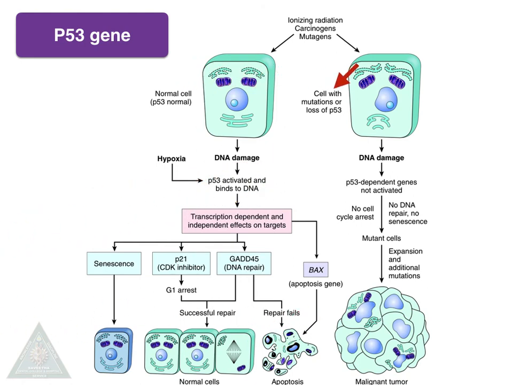If the cell does not have normal P53, like mutations or loss of P53, these P53-dependent genes are not activated, so there won't be cell arrest, DNA repair, or senescence. These mutant cells will expand with additional mutations or end in a malignant tumor. That's all about the tumor suppressor genes.